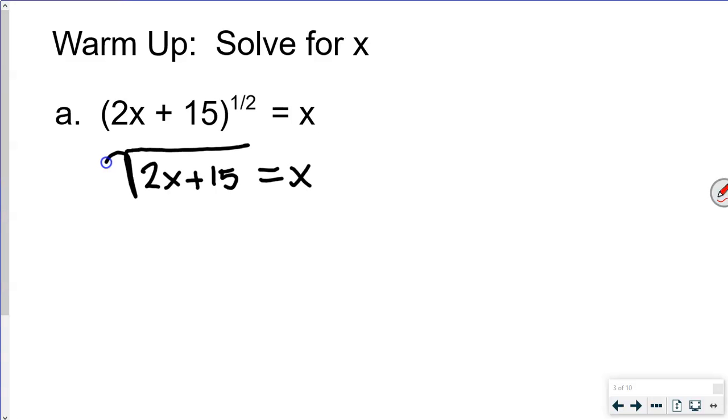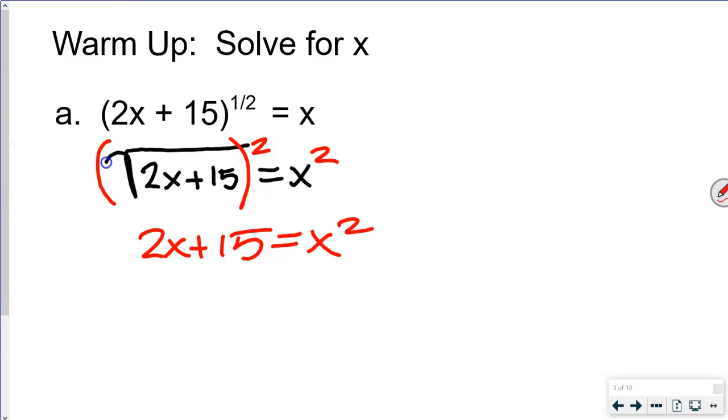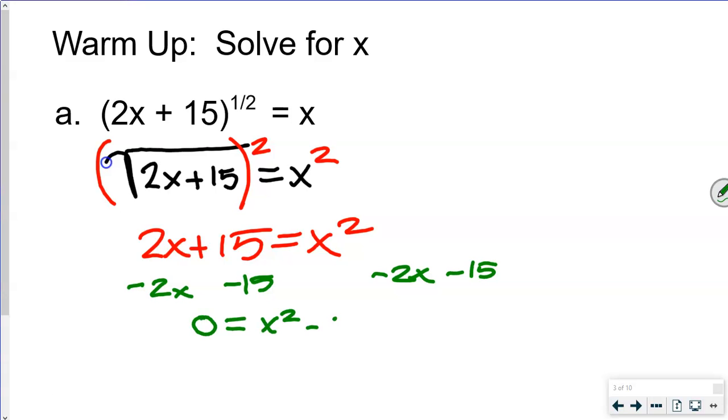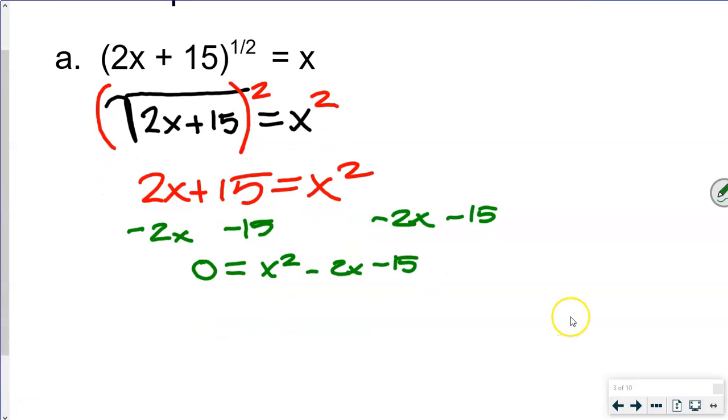All right, so our next step would be to square both sides of this. That would give us 2x plus 15 equals x squared. The subsequent step would be to move this stuff. So we would subtract the 2x from both sides, and we would subtract the 15 from both sides. That would give us 0 over here, and x squared minus 2x minus 15. So then what we need to do is factor this.